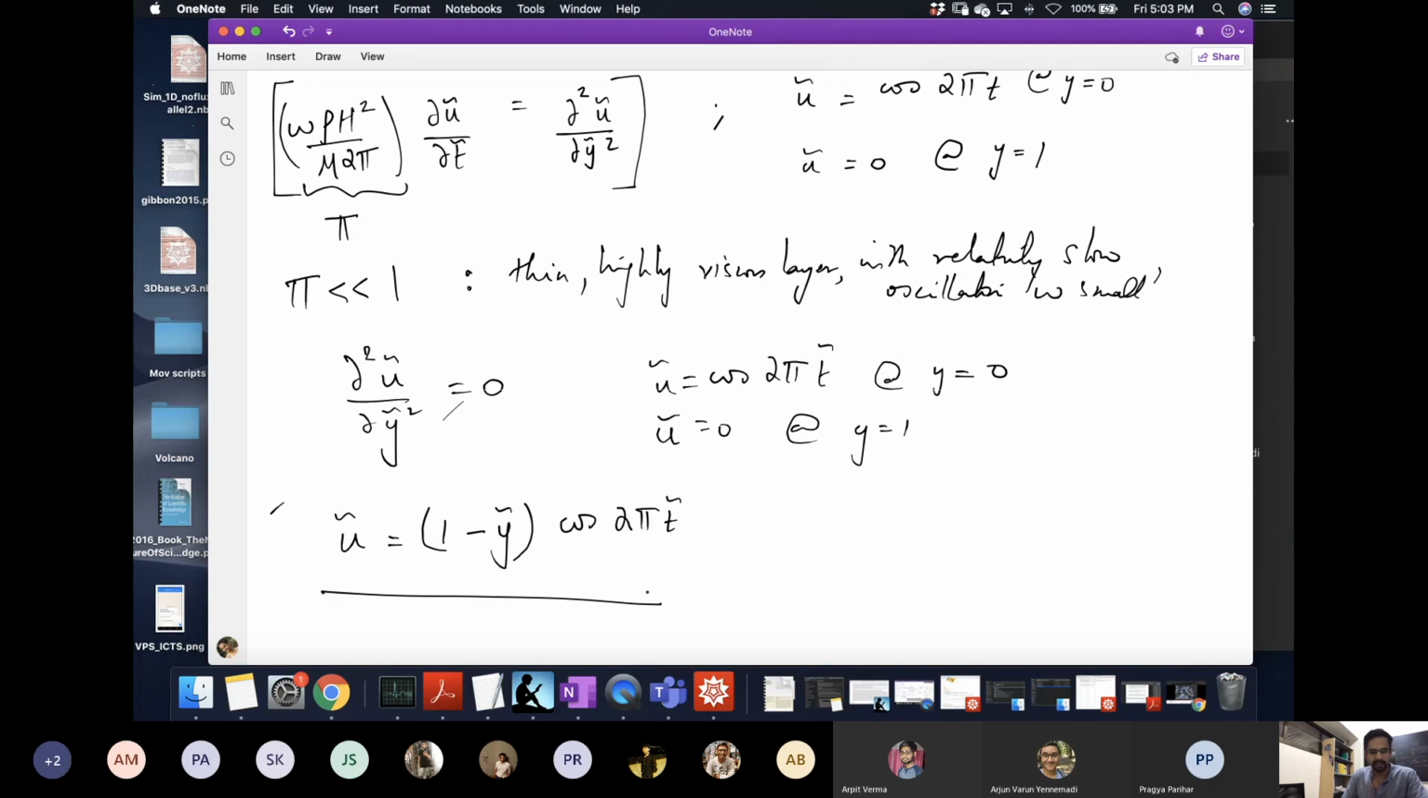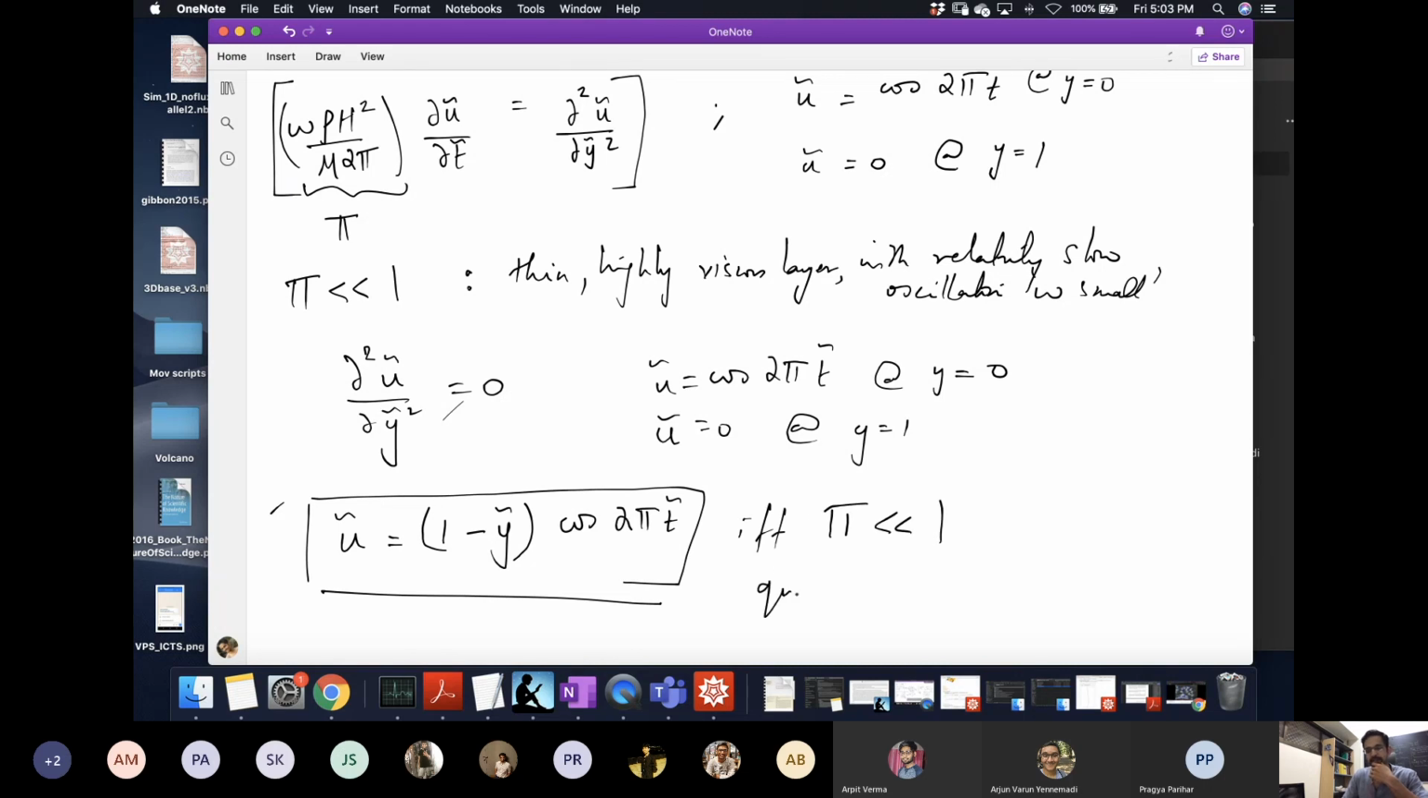Right, so you can see that at y equal to 1 it will be 0, and at y equal to 0 it's just cosine 2 pi t, and it's a linear variation in y because the second derivative is 0. Right? So this is the solution if pi is much less than 1. It's an approximate solution. So what does this mean?